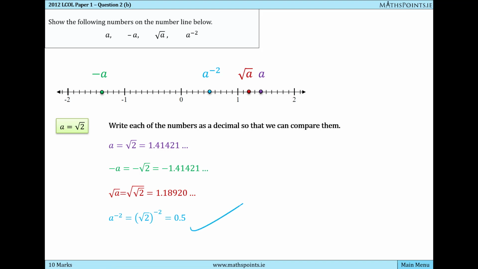Without using the calculator to show that that was a half, we could have said that a to the minus 2, using the rules of indices, is equal to 1 over a squared. That would have been 1 over root 2 squared, which is 1 over 2. And 1 over 2 is equivalent to 0.5.